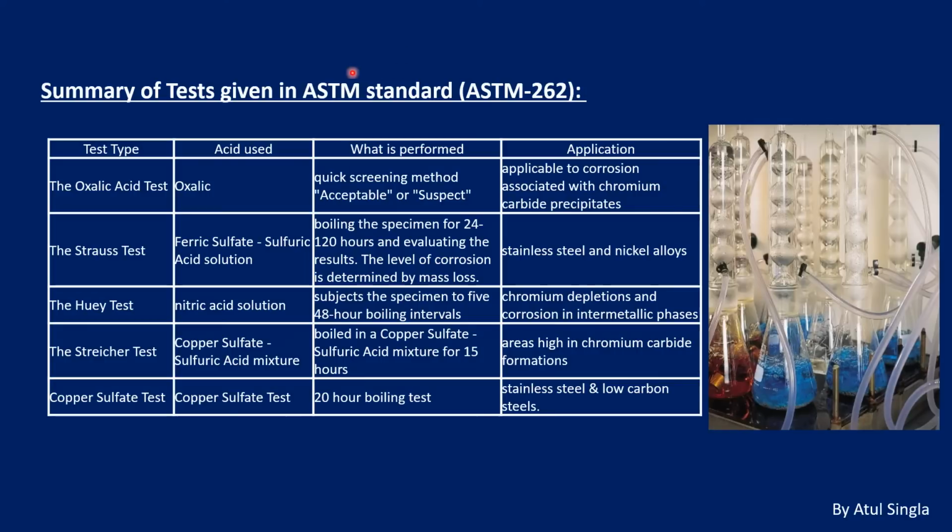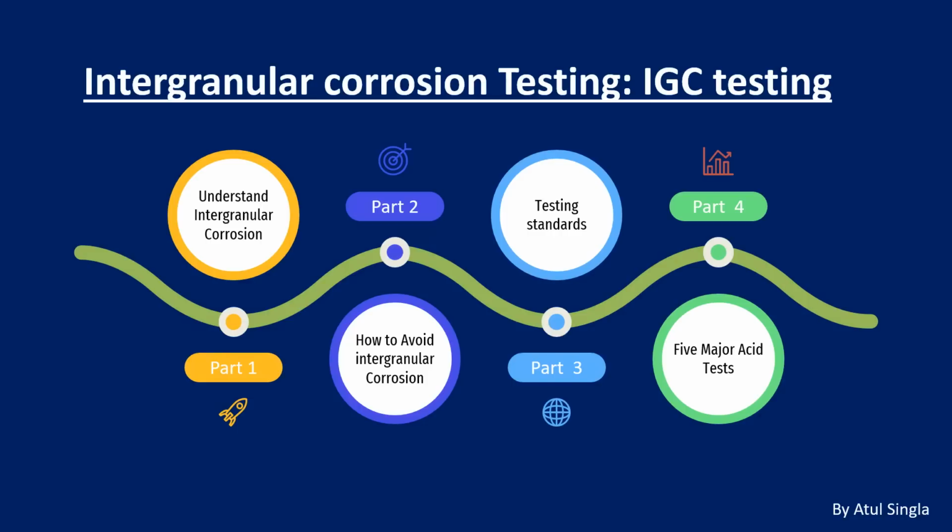So ASTM 262 defines these 5 tests where we keep the specimen for a particular time range, and these are the applicable materials with respect to the respective acids. In this section we have covered intergranular corrosion testing, tried to understand the concept, what it is and how to avoid this type of corrosion, what the various ASTM standards are, and what the various acid tests available are to identify intergranular corrosion.